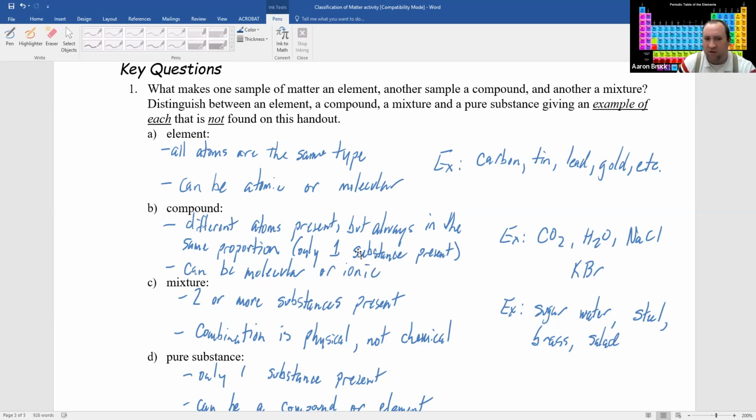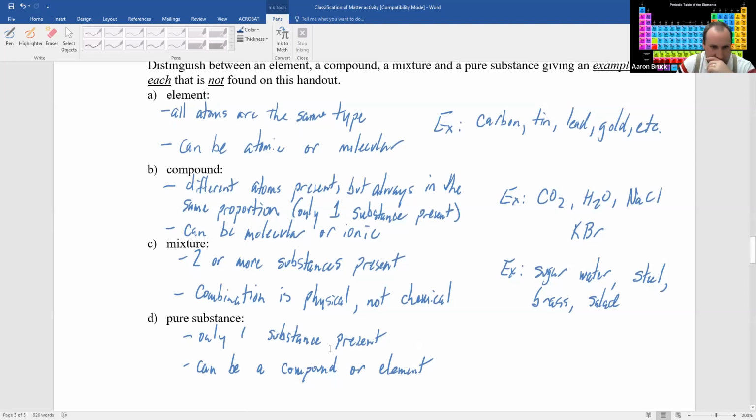And so that leads us back to pure substances. In pure substances, you're only going to see one kind of substance present. It's either going to be an elemental substance where all of the atoms look the same, or it's going to be a compound substance where we've got a very fixed ratio of one element to the other in these compound units, either molecules or ionic units.